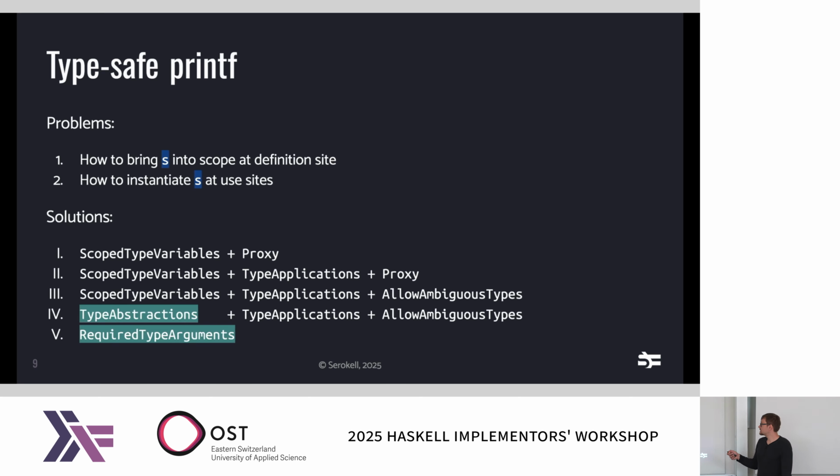We need to solve two problems here. In the design of any polymorphic function, we're dealing with two issues. How do we bring the type variable into scope in the equations at the definition site? And then how do we instantiate it at use sites? And there are 5 solutions here, depending on what extensions we are willing to use. 2 of them are new. Those are the things that we added to GHC. And now let's take a look at each of them.